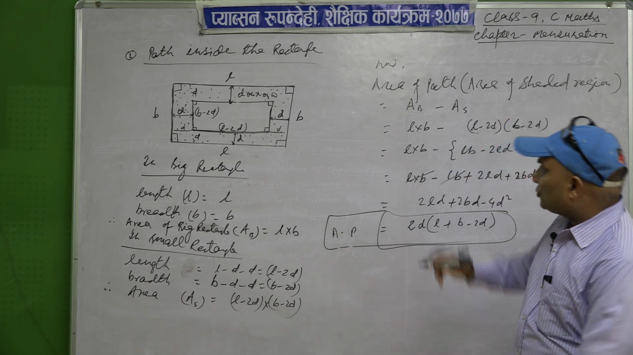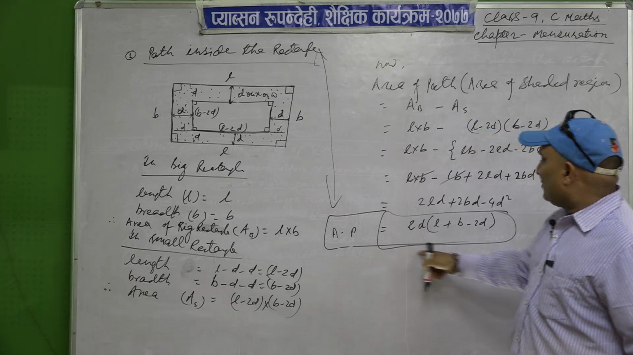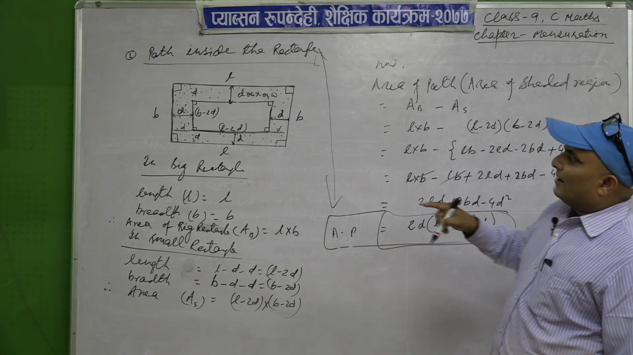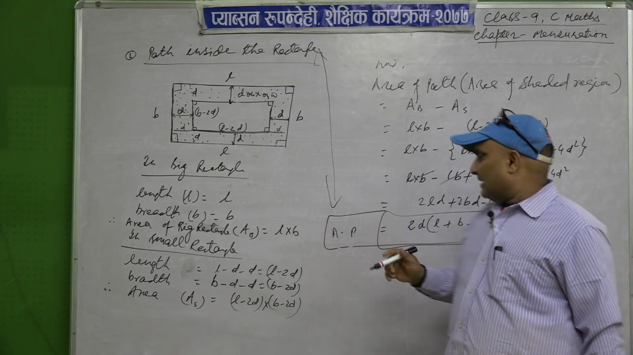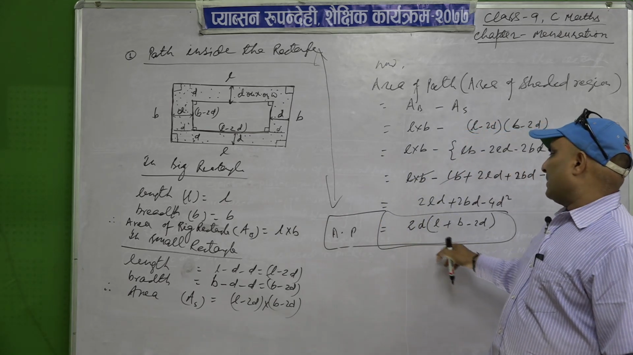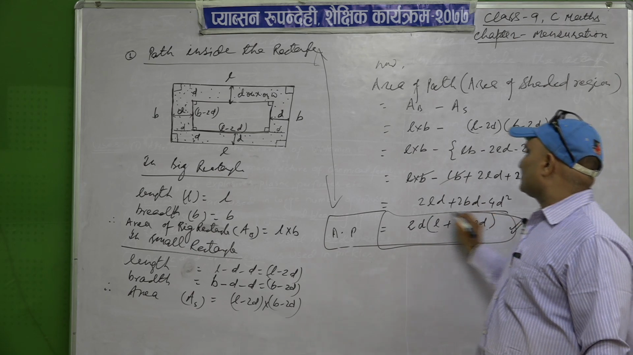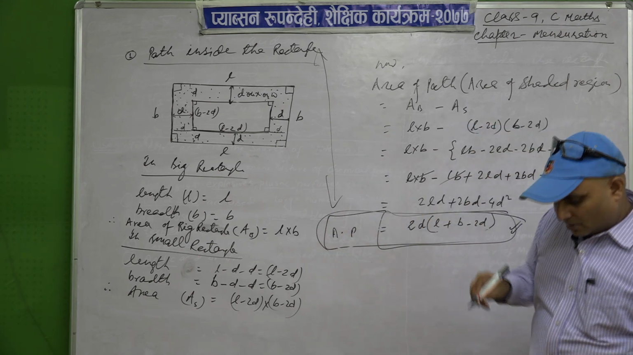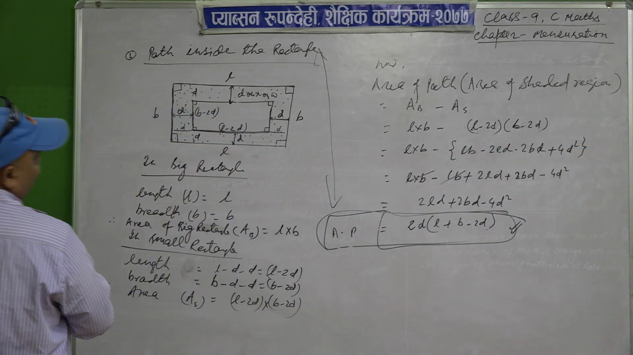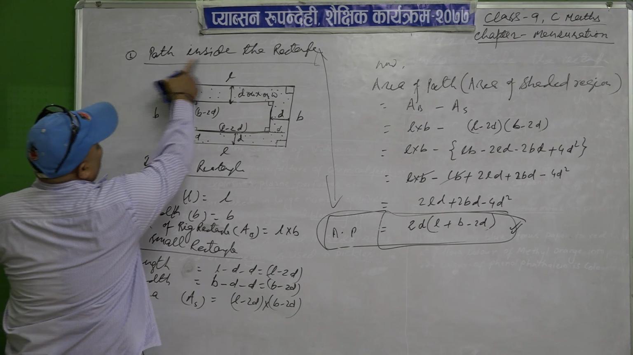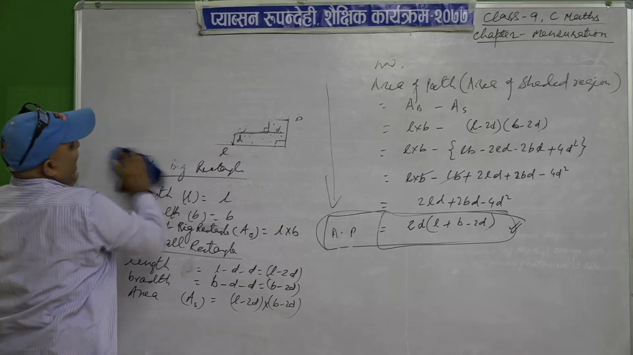Okay, so you should remember this condition, that when we have to find out the area of the path inside the big rectangle, that is 2D bracket L plus B minus 2D, this is the direct formula. Then we use this direct formula. Okay, this is the first condition. Now we are going for the second condition. Path inside the rectangle we have done. Now path outside the rectangle.